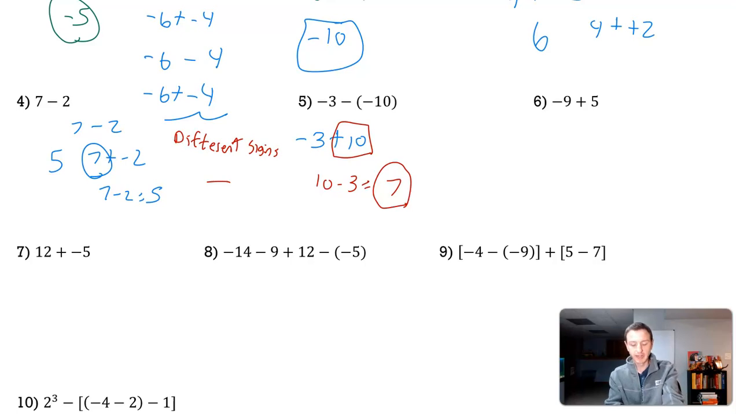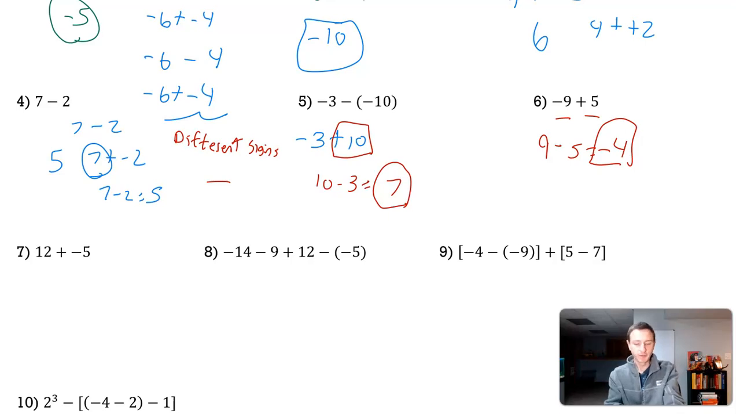Number 6, negative 9 plus 5. We have a negative and a positive, so different signs. Subtract the two numbers, ignoring the negative for a second and thinking of the 9 as the bigger number. So I do 9 minus 5, which is 4. What's the sign of the bigger number? It was negative because it was a negative 9. So the answer is negative 4.